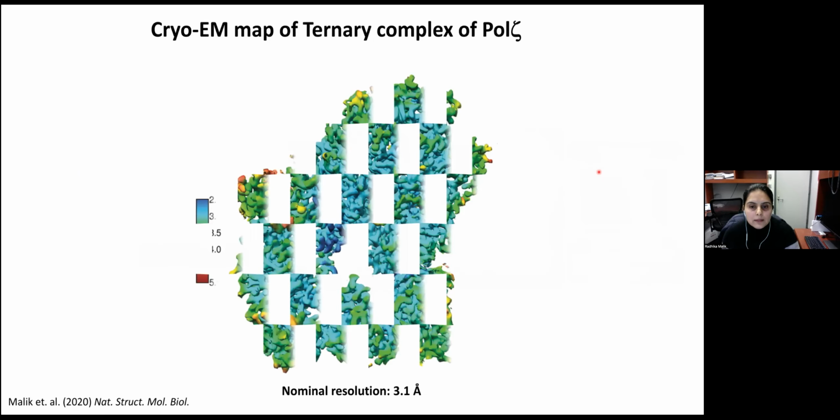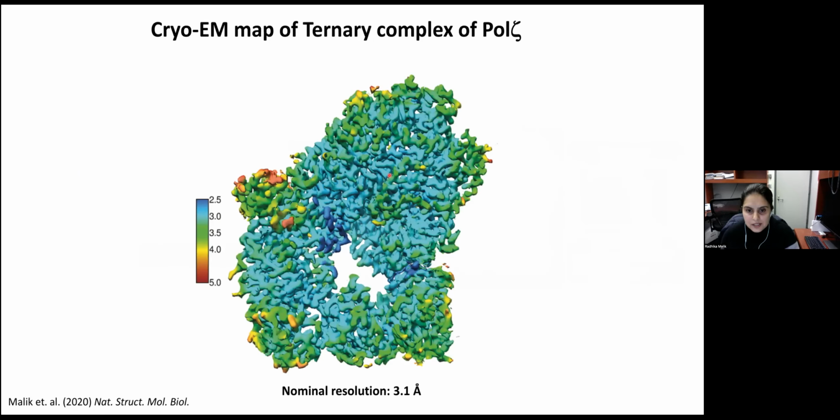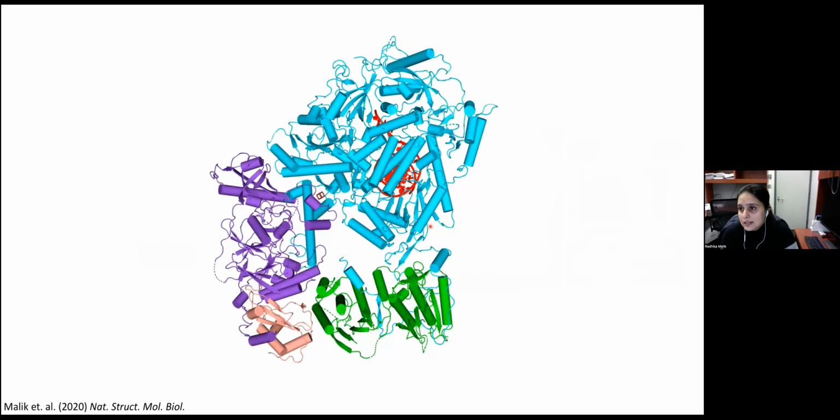So this is what the map of the ternary complex looks like. It has high resolution features at the center and low resolution features at the edges of the map. It was a very good map. And we were able to build a lot of de novo regions in this map quite comfortably because of the quality of the map. So let me describe the structure that we got.